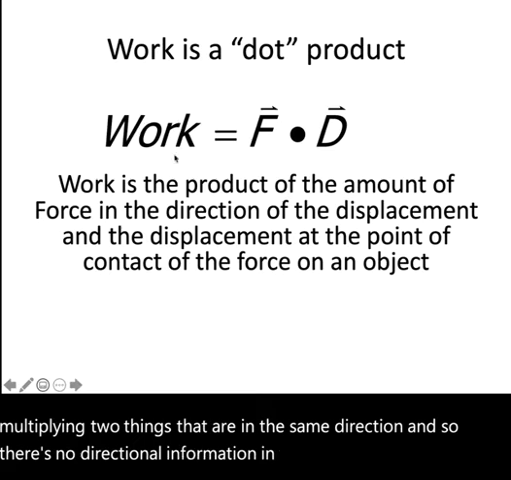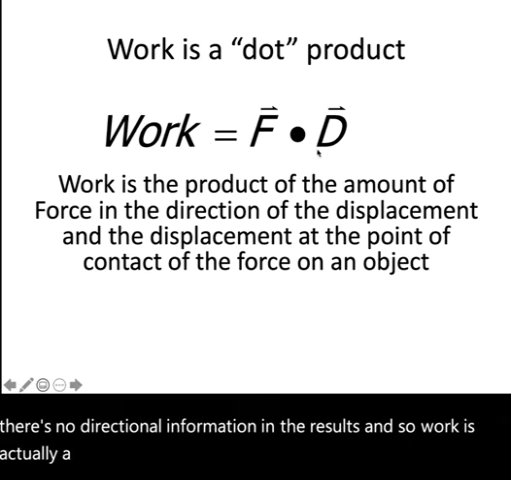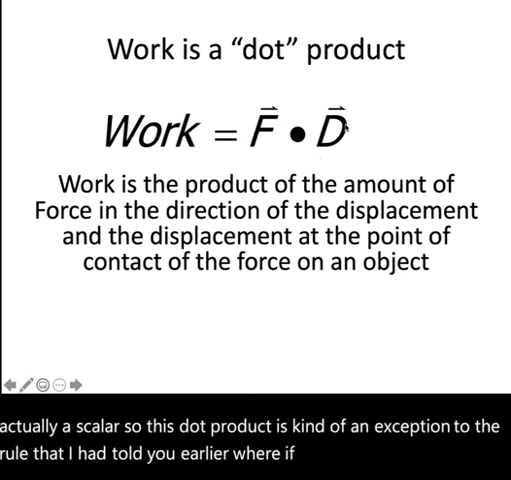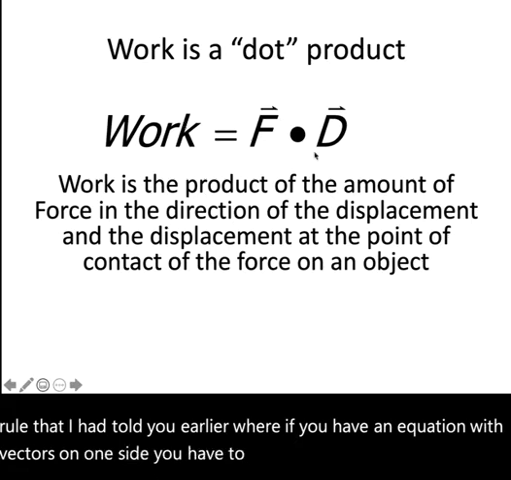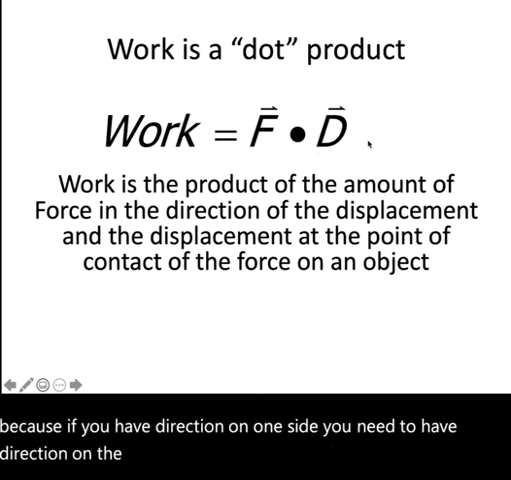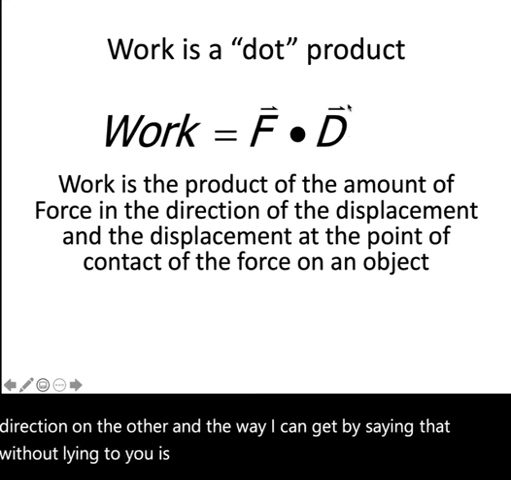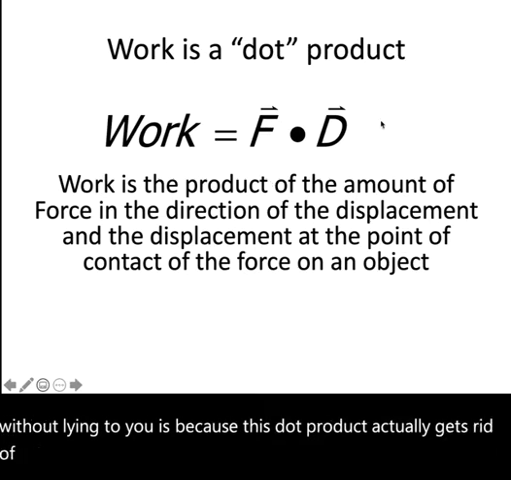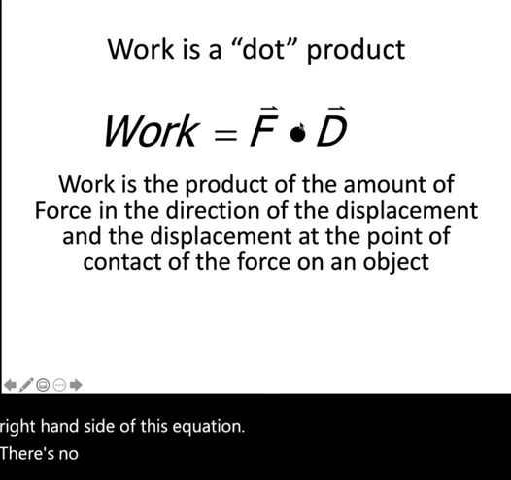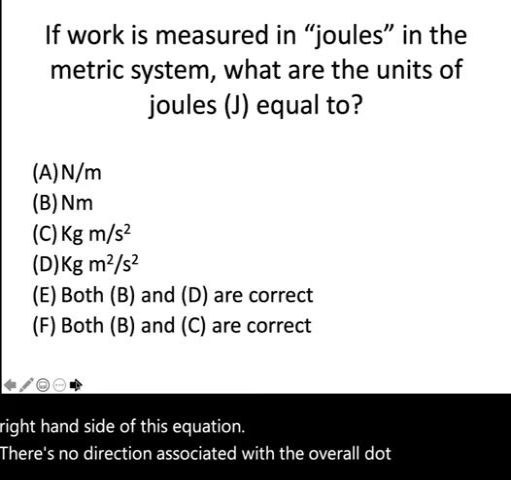And so work is actually a scalar. So this dot product is kind of an exception to the rule that I had told you earlier, where if you have an equation with vectors on one side, you have to have vectors on the other side, because if you have direction on one side, you need to have direction on the other. And the way I can get by with saying that without lying to you is because this dot product actually gets rid of the direction, right? So even though you do have vectors on the right-hand side of this equation, there's no direction associated with the overall dot product any longer.